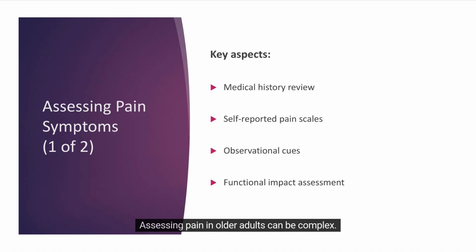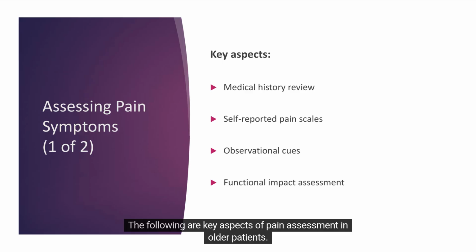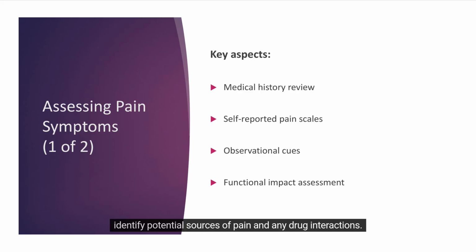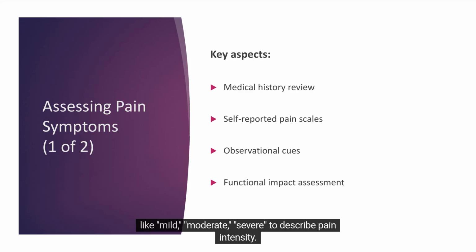Assessing pain in older adults can be complex. Providers should utilize a comprehensive approach to get a full picture of what the patient is experiencing. The following are key aspects of pain assessment in older patients. A detailed review of the patient's medical history, including chronic conditions and medications, to help identify potential sources of pain and any drug interactions. Tools to assess pain include self-reported pain scales such as the verbal descriptor scale that uses words like mild, moderate, severe to describe pain intensity.